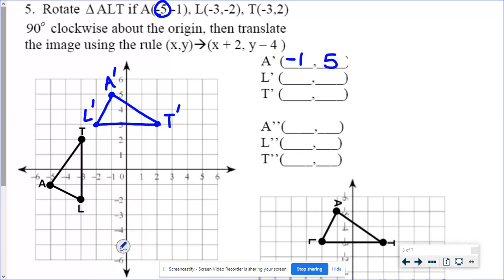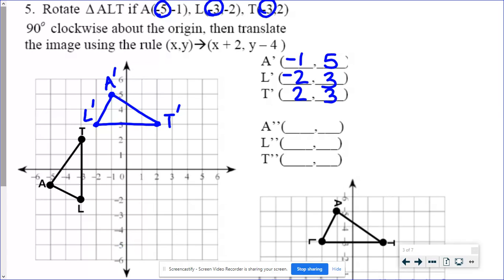L is going to be, I'm going to change this sign, and then I'm going to change the order. So it's going to be at negative 2, 3, and that's what L looks like, L prime. And T prime, change this sign, so it's a positive 3, and then change the order. So it'll be at 2, 3, and that's where it is.